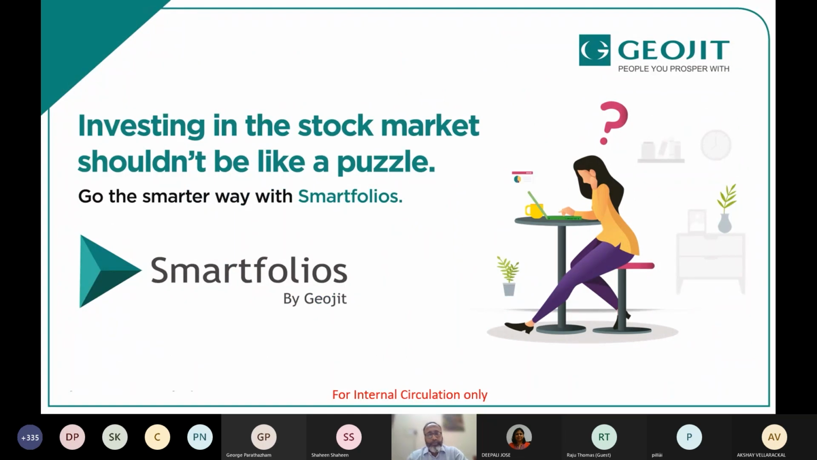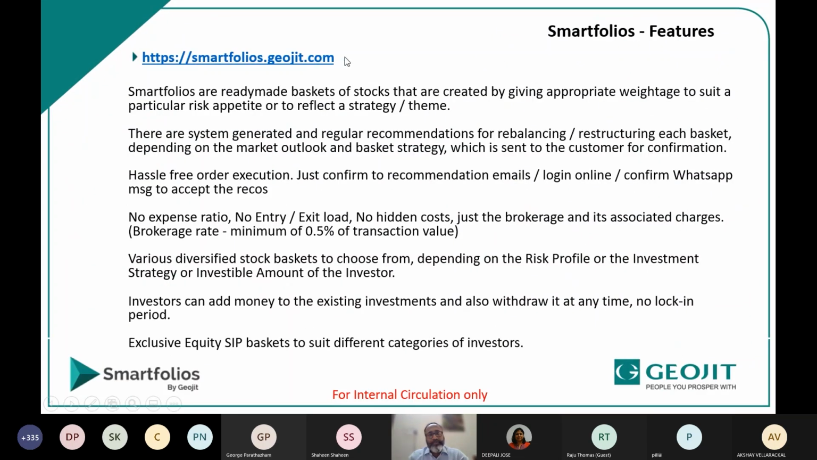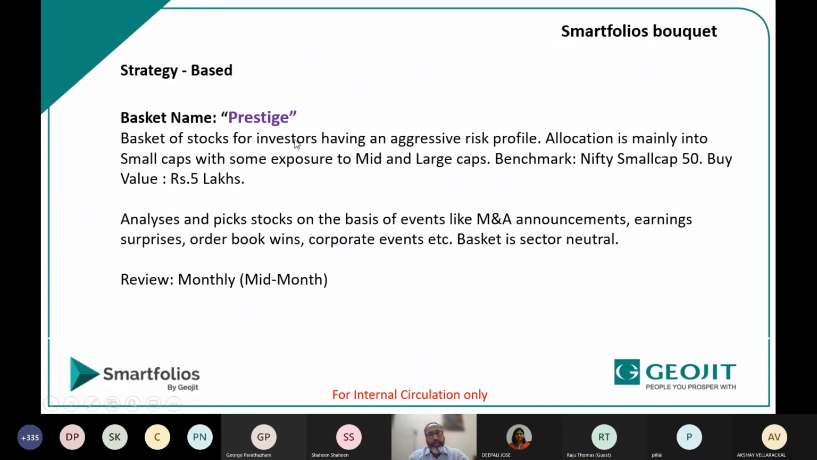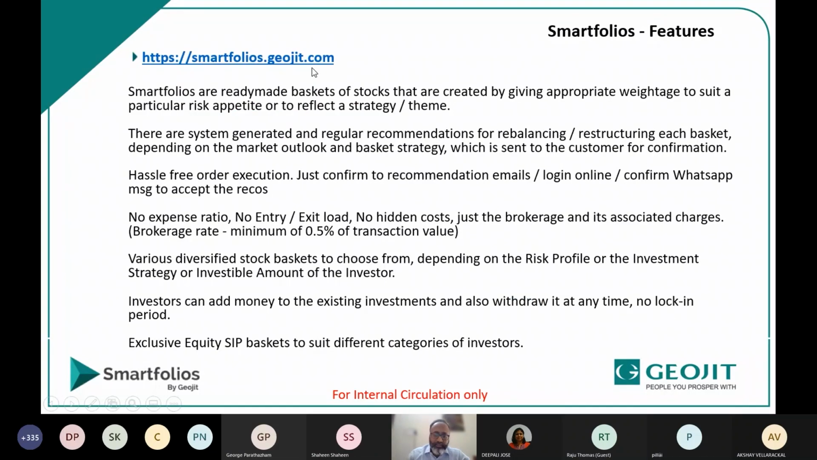Right, so Smartfolios by GeoJet. This is the website that we have, that is smartfolios.geojet.com. That is the website. All of you, please do log in, please do go to the website. You will have a fair idea about what Smartfolios is all about and how it can help you create wealth in the long term. Now, to put it very simply, Smartfolios offers you ready-made baskets of stocks.